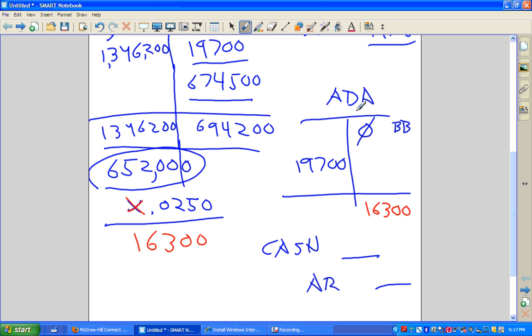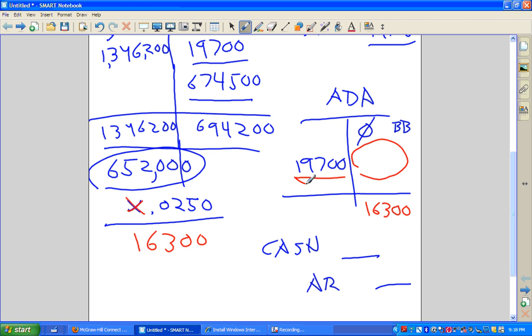But here's the trick. Because there was no beginning balance, and because we took this write-off that put us on the debit side, an unusual balance here, I have to overcome all of that 19,700. Oh, and add on another 16,300 because I started at 0. So for your final journal entry, you've got to put in a big fat credit to ADA. We'll talk about the corresponding debit in a second, but you've got to overcome 19,700 to wipe out this debit, get it back to 0. Oh, and then add another 16,300.